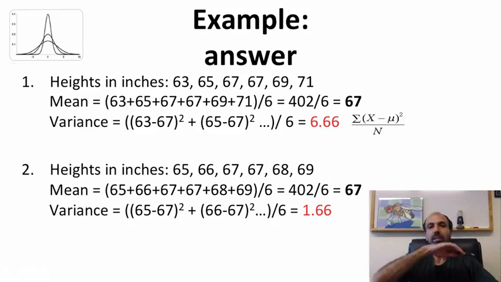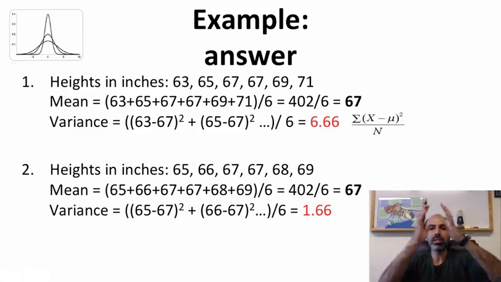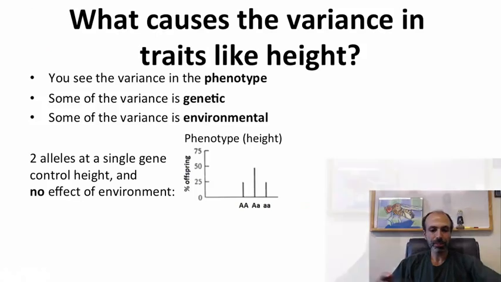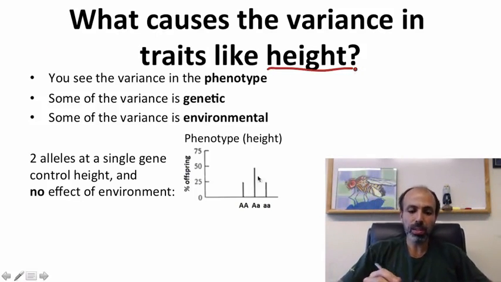Variance, think of it, again, just as the spread that you see. As the variance is larger, there's more spread. As there's less spread, the variance is smaller. Okay? So what causes this variance in traits like height? Well, let's use this example right here.